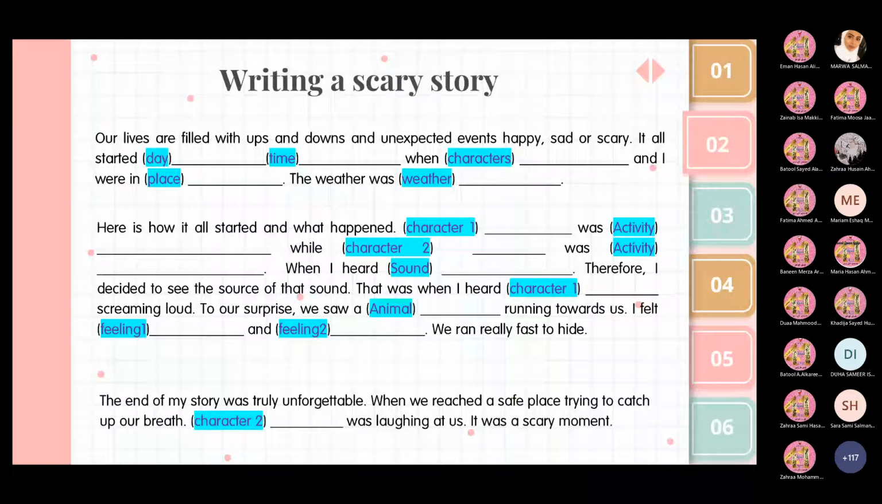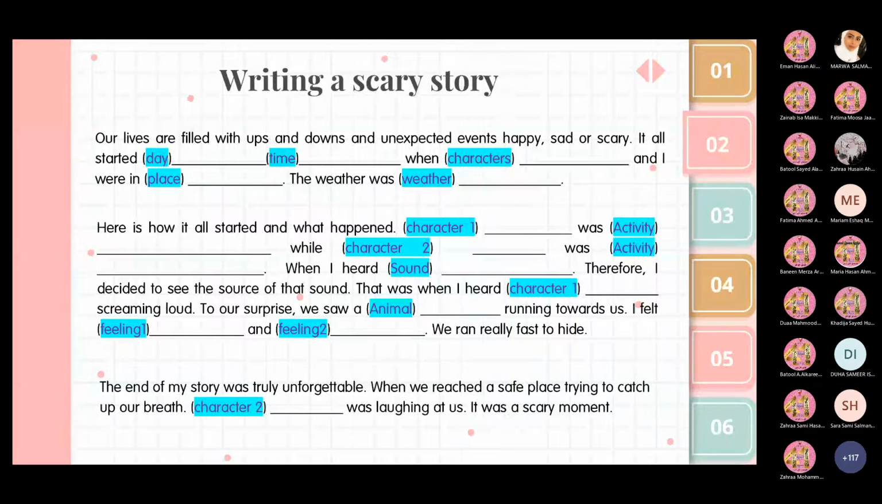And yes, that's it for the body. Let's go for the conclusion. It is the easiest part. You should just mention the name of character 2 in the blank. For example, let's read. The end of my story was truly unforgettable.